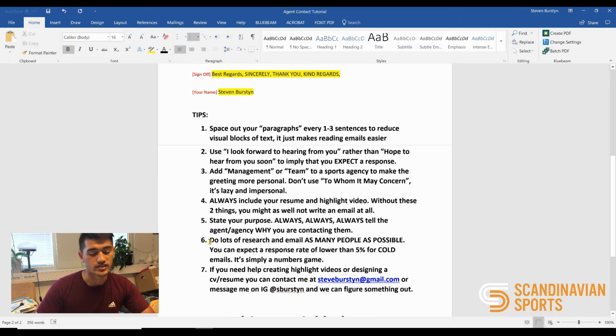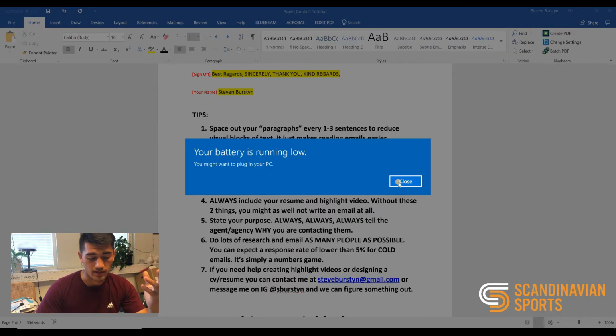6, do lots of research and email as many people as possible. You can expect a response rate of lower than 5% for cold emails, and it's simply a numbers game. I've sent hundreds and hundreds of emails. No joke, I have sent hundreds of emails, and I probably have gotten about a 2% to 5% response rate. So it's simply a numbers game, and if you're going to contact people, half of those people will probably not even be legitimate. Half of that might be legitimate, but they may not be able to help you. It all depends on your resume.